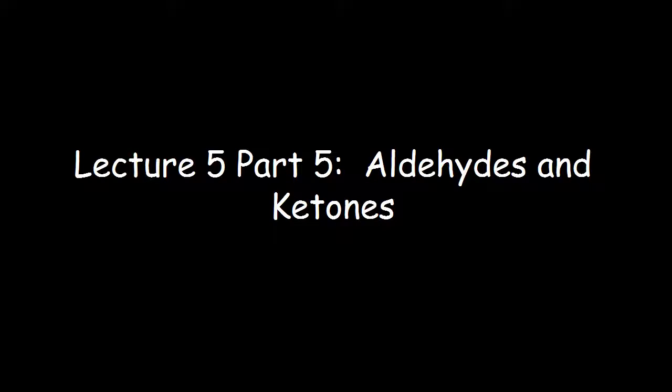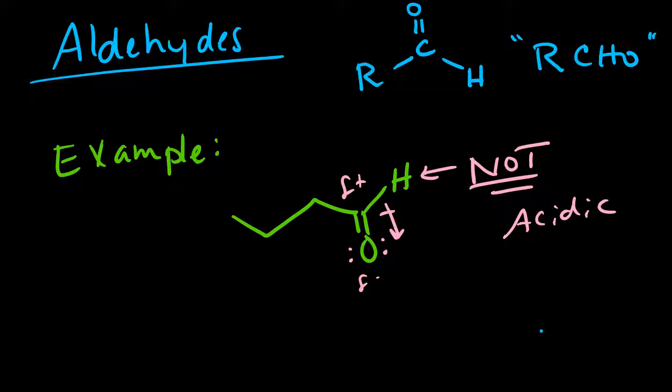The next set of functional groups we'll go over are the aldehydes and ketones. The general formula for an aldehyde is RC double bond OH, and the shorthand notation for this is RCHO. The proton at this position is not acidic. You would have a difficult time even finding a pKa value for that proton.